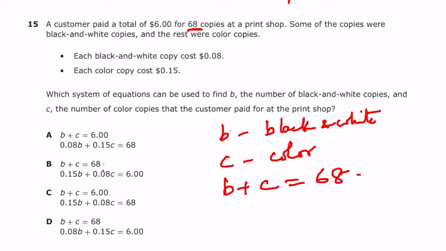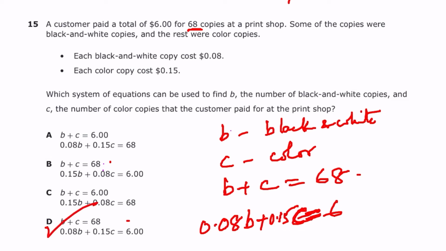So how many dollars did he pay for all of this? So this is equal to the next equation. He paid $6 totally. So for what he paid, 0.08 times the black and white copies plus 0.15 times the color copies. Where we have this type of equations, we have to check. Here you have B plus C is equal to 68 in this case and in this case, but here you have it reversed. You have 0.15 for black and white, whereas it should be 0.08 for black and white. Here it is correct. So D is the right option.